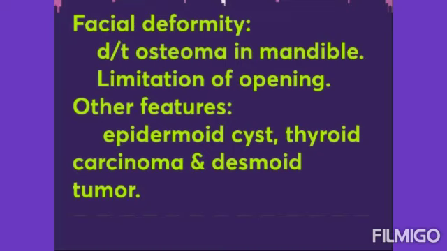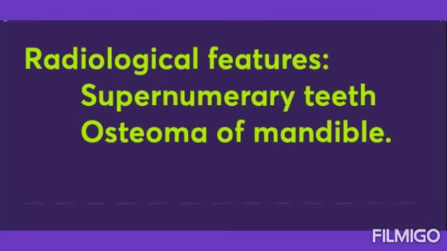And other features: some of the patients may have epidermoid cyst, thyroid carcinoma and desmoid tumor. These are the other features present in a Gardner's syndrome patient.